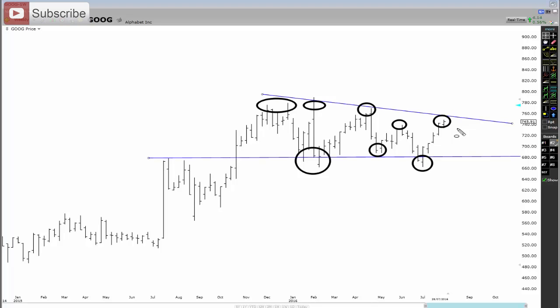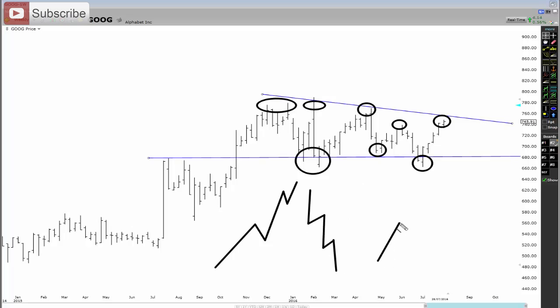Now, guys, who is in control of this stock? No one, right? There's no real bias. Why? Because when you're reading the charts, if the market's making higher peaks and higher troughs, we have bulls in control. If the market's making lower peaks and lower troughs, we have bears in control.